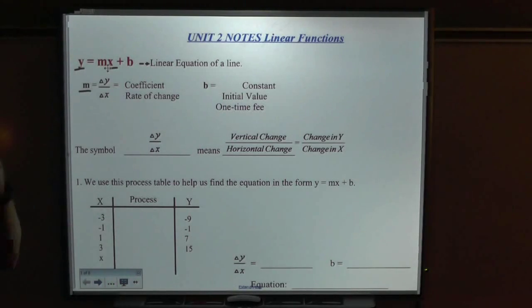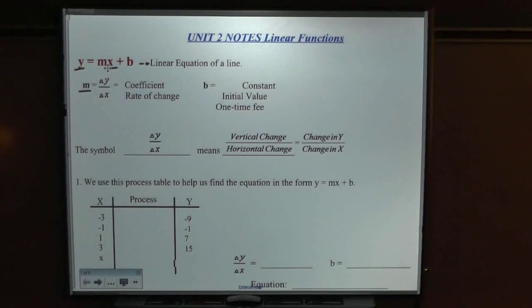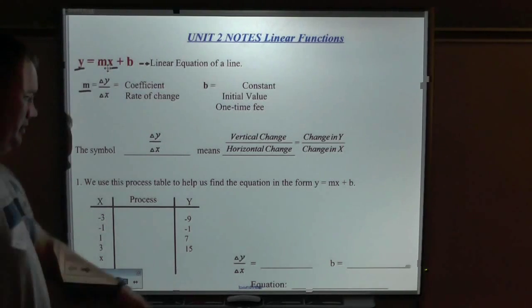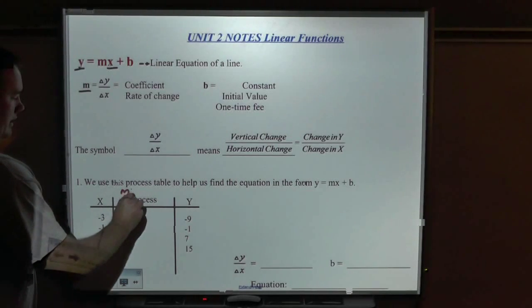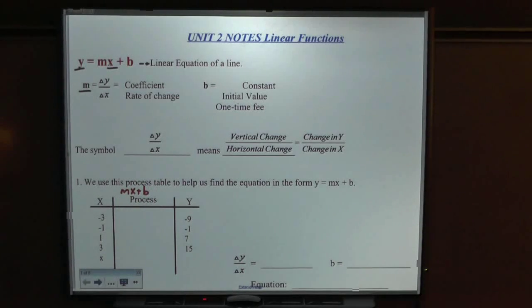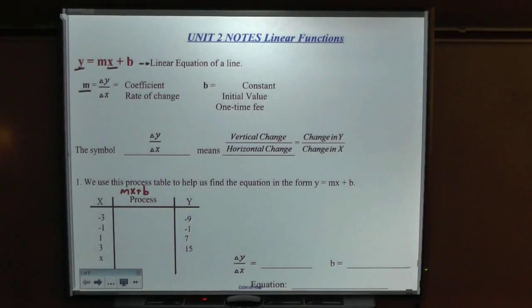Now, we're going to use this process table to help find the equation in the form of y equals mx plus b. If you're given a table, you should be able to find the equation, especially from what we did when we did our patterns. The idea is that in the process column, we're going to write everything as mx plus b, just like we did with our patterns. It's the same basic idea, except now we're going to start giving some names to these things. If you're asked to write the equation of a line, you need to find two things: your coefficient, your rate of change, and your constant, that's b. Find both of those and you can write the equation of any line.